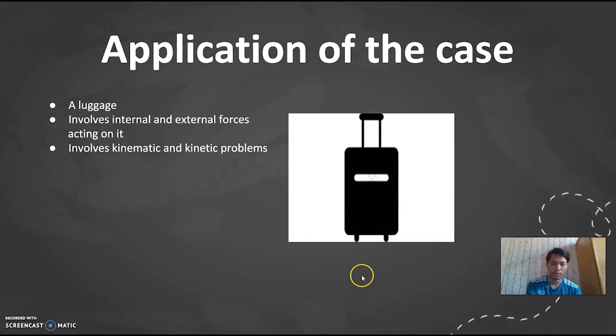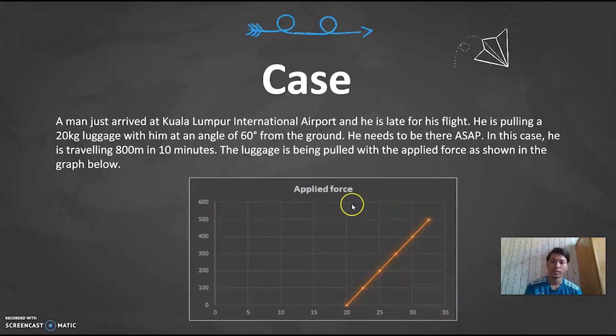Now I will explain the case. This is our case for the assignment. The man just arrived late for his flight. The mass of the luggage is 20 kilograms, and the person is pulling the luggage at 60 degrees from the ground. He only has 10 minutes to arrive at the departure ward, and the distance between where he's standing and the departure ward is 800 meters.